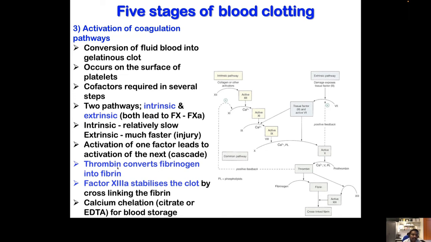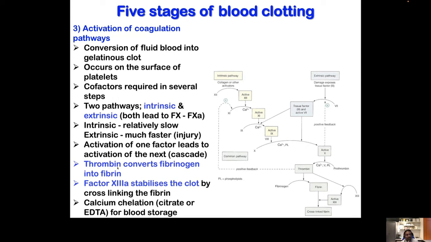So clotting is basically the conversion of fluid blood into a gelatinous clot in the affected region, not the entire 5 liters of blood. That will happen only when we are dead. So the fluid blood is converted into a gelatinous clot at the damaged site. The coagulation cascade will occur on the surface of activated platelets, not resting platelets. You need to remember that. Activated platelets are there only at the damaged region.